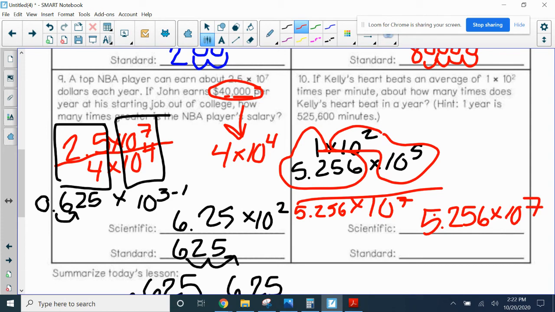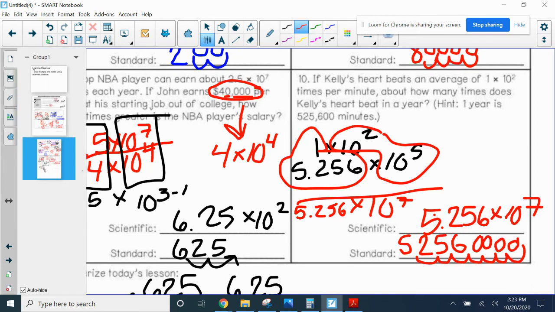All right, and then our last step is to go ahead and turn that into standard form. Positive 7, so we need to make it larger than 1. So we need to move it 7 positions to the right. So 5, 2, 5, 6, 1, 2, 3, 4, 5, 6, 7. So 4 zeros for those 4 places I didn't have numbers.